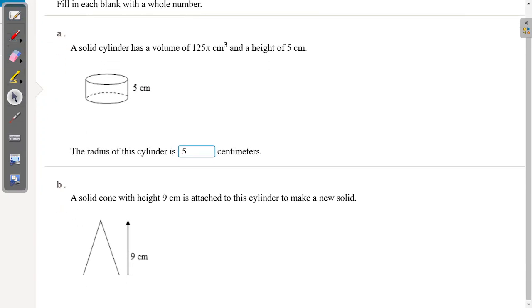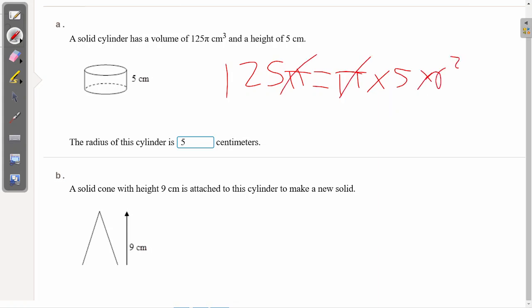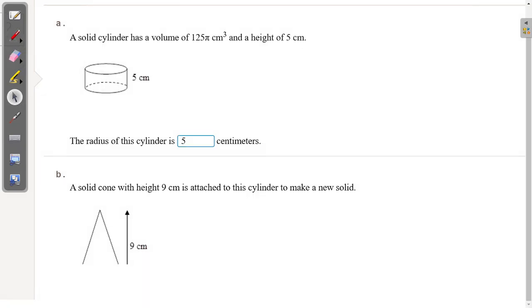A solid cylinder has a volume of 125 pi and a height of 5. The radius of the cylinder is what? They give you the volume, so 125 pi equals pi r squared times the height, so pi times 5 times r squared. Pi will cancel and then you divide by 5 on both sides, you get r squared equals 25, so r equals 5 or negative 5, but you can't have a negative length, so it's just positive 5.